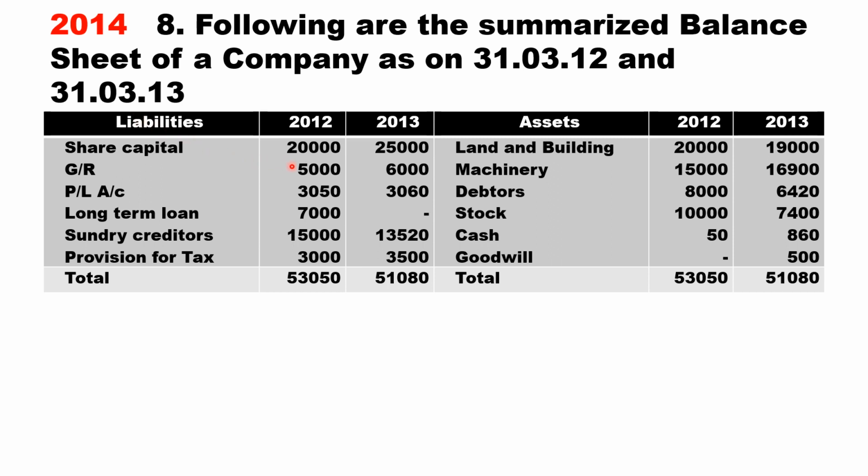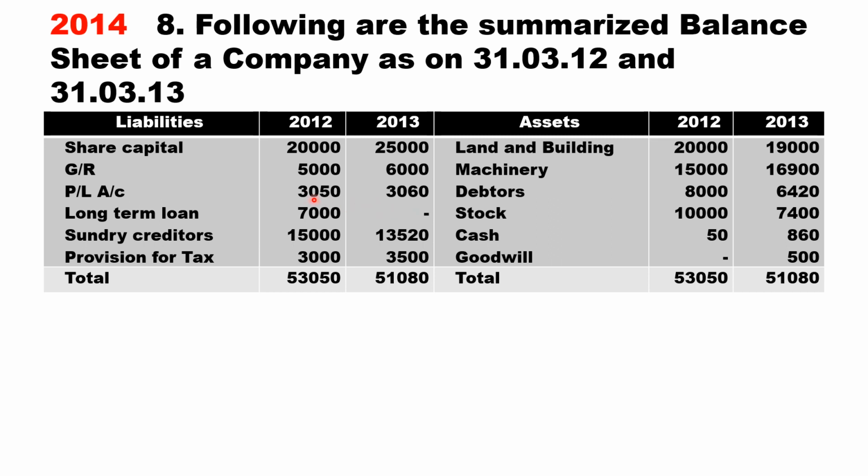Share capital, there is an increase of 5,000. It's called issue of share capital. It will come in finance activity, add. General reserve will come in operating activity. 1,000 rupees is GR transfer, add. PL account will come in operating activity. Last year 3,050, current year 3,060.